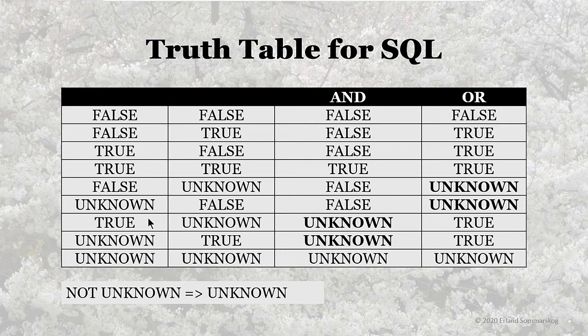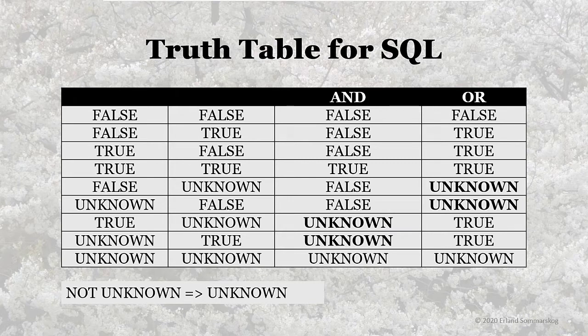On the other hand, if we combine true and unknown, this one is true, but this one we don't know, so it's still unknown. Whereas true or unknown yields true. And if we have unknown on both sides, of course, both and and or will yield unknown. And not unknown is still unknown.